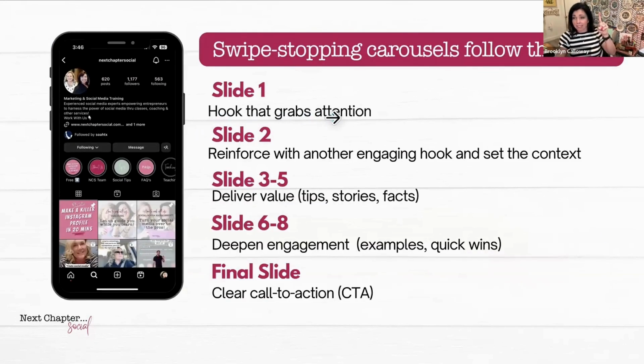If they don't click and scroll on that carousel after the first 24 hours, then it's going to show again, but on the second slide. So it needs to reinforce whatever your hook is with another engaging hook and set the context of what they're going to learn in the carousel.